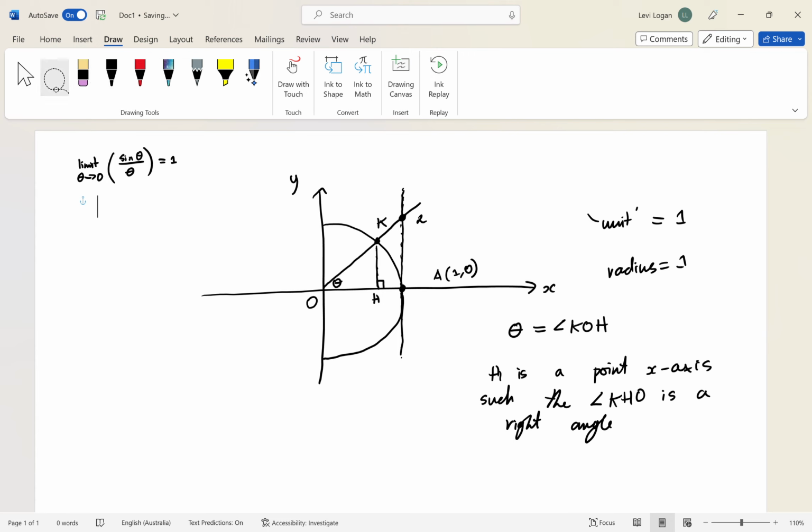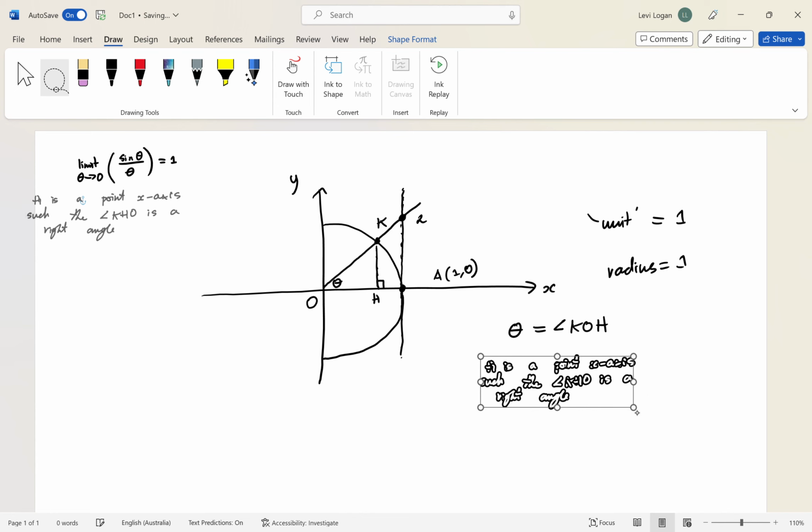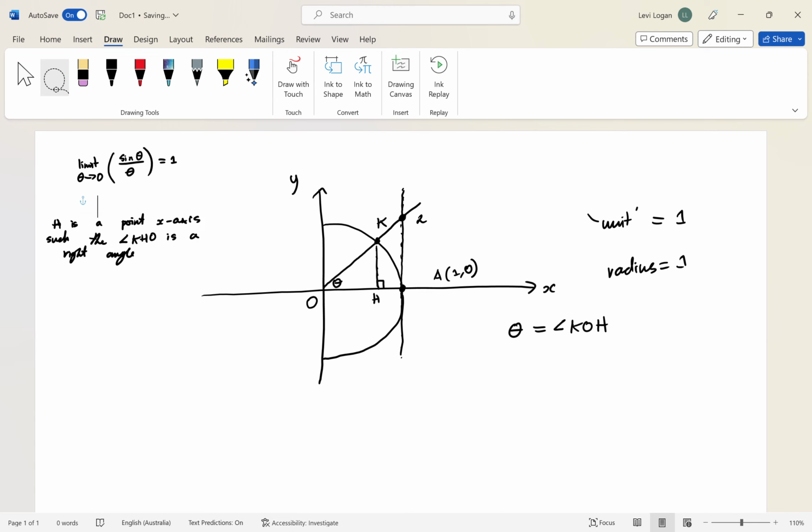Okay, I'm just going to put this bit of information in the corner somewhere. H is a point on the x-axis. I'll move this over here so we don't get confused. Unit just means 1, radius 1. Right?